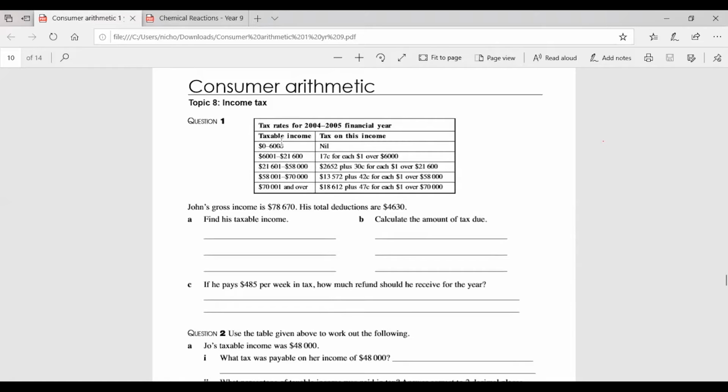So what does this mean? John's gross income is 78,670. His total deductions are 4,630. Find his taxable income. How would you do it?